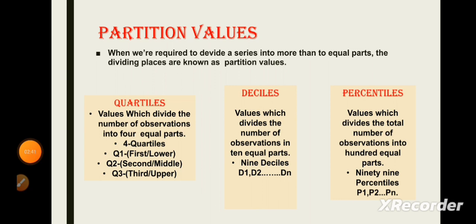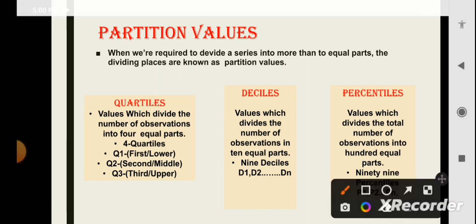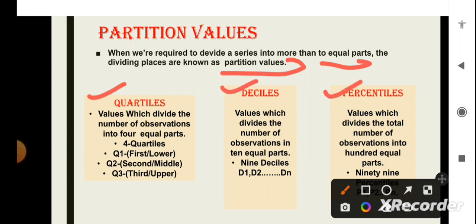The other most important measures of central tendency are the partition values. These are required to divide a series into more than 2 equal parts, and the dividing places are known as partition values. These can be quartiles, deciles and percentiles. Quartiles are the values which divide the number of observations into 4 equal parts. So we have 3 quartiles.